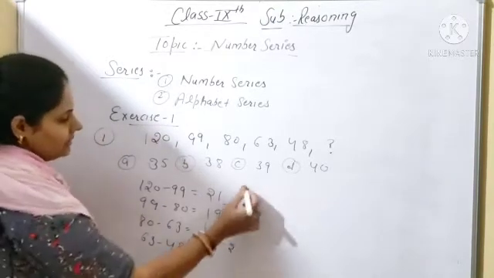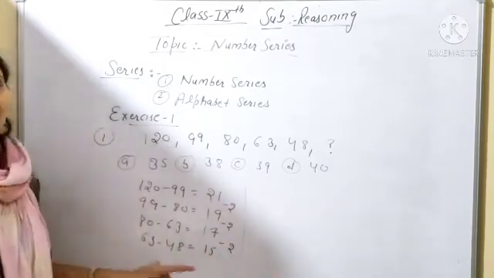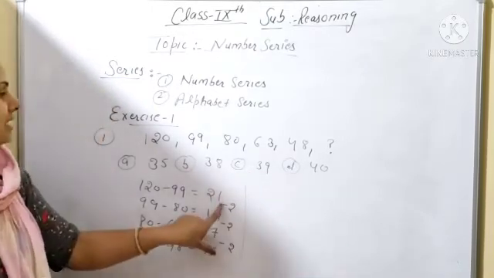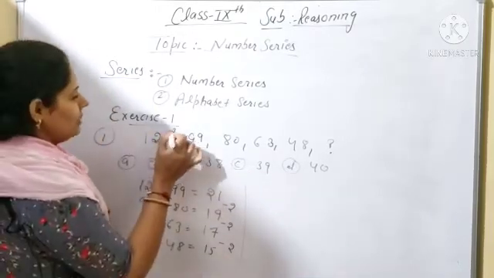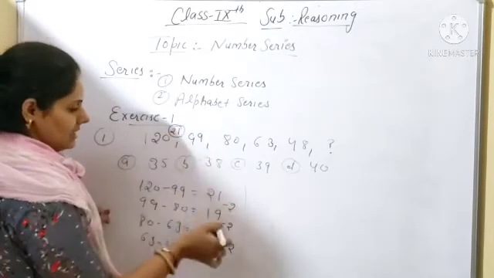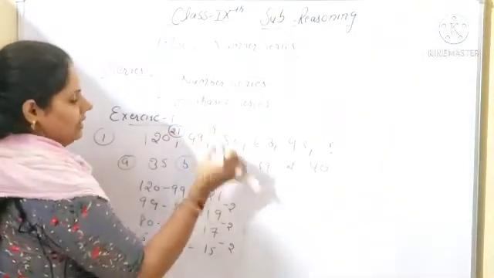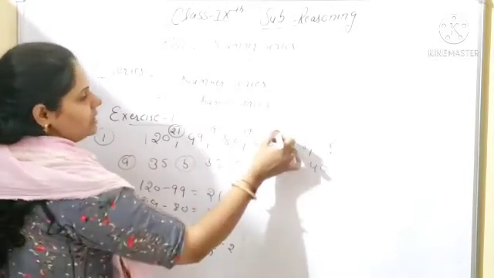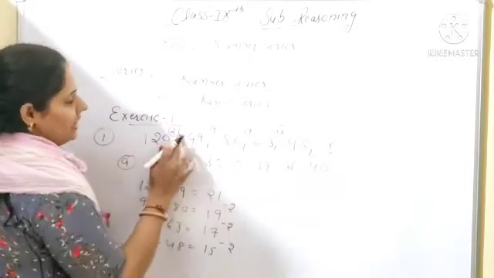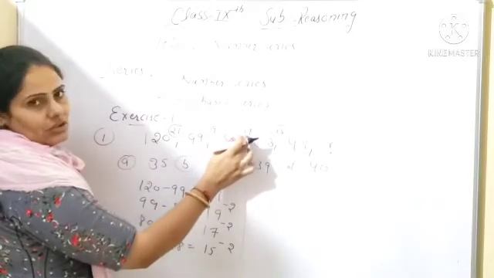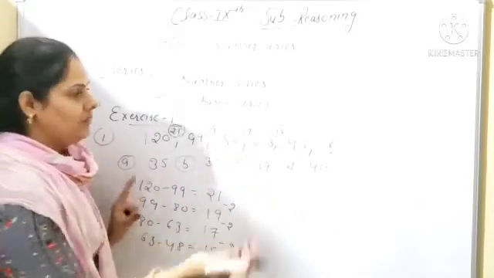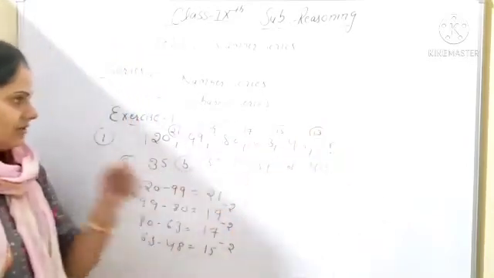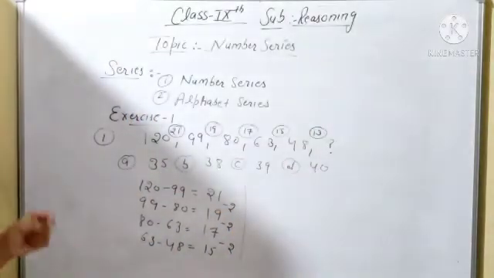So simply you can say you are subtracting 2 from all the numbers. So simply you can say first the difference is 21, next difference is 19, next one is 17, next one is 15. So 21 minus 2, 19; 19 minus 2, 17; 17 minus 2, 15. So 15 minus 2, what will be the next? It will be 13.